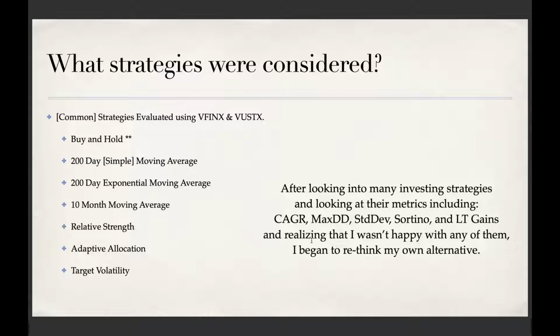And as it says on the right there, what I was really looking at was the compound annual growth rate, the max drawdown, standard deviation, Sortino. And I didn't look at it for all the strategies, but in my estimation, the 200-day was actually the winner of those strategies, investing in the US markets. And I was really looking at the CAGR and the drawdown to come to that conclusion.